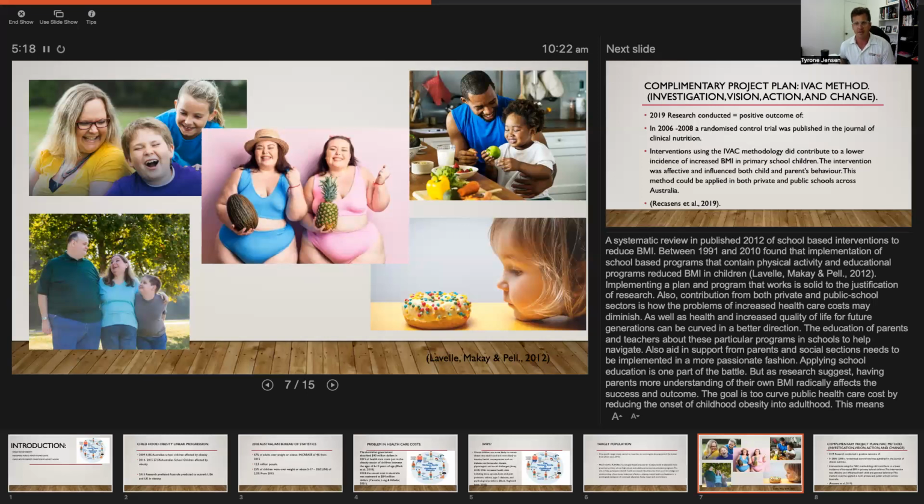The education of parents and teachers about these particular programs in schools to help navigate, and also aid in support from parents and social sectors, needs to be implemented in a more passionate fashion. Applying school education is one part of the battle, but as research suggests, having parents more understanding of their own BMI radically affects the success and outcome.